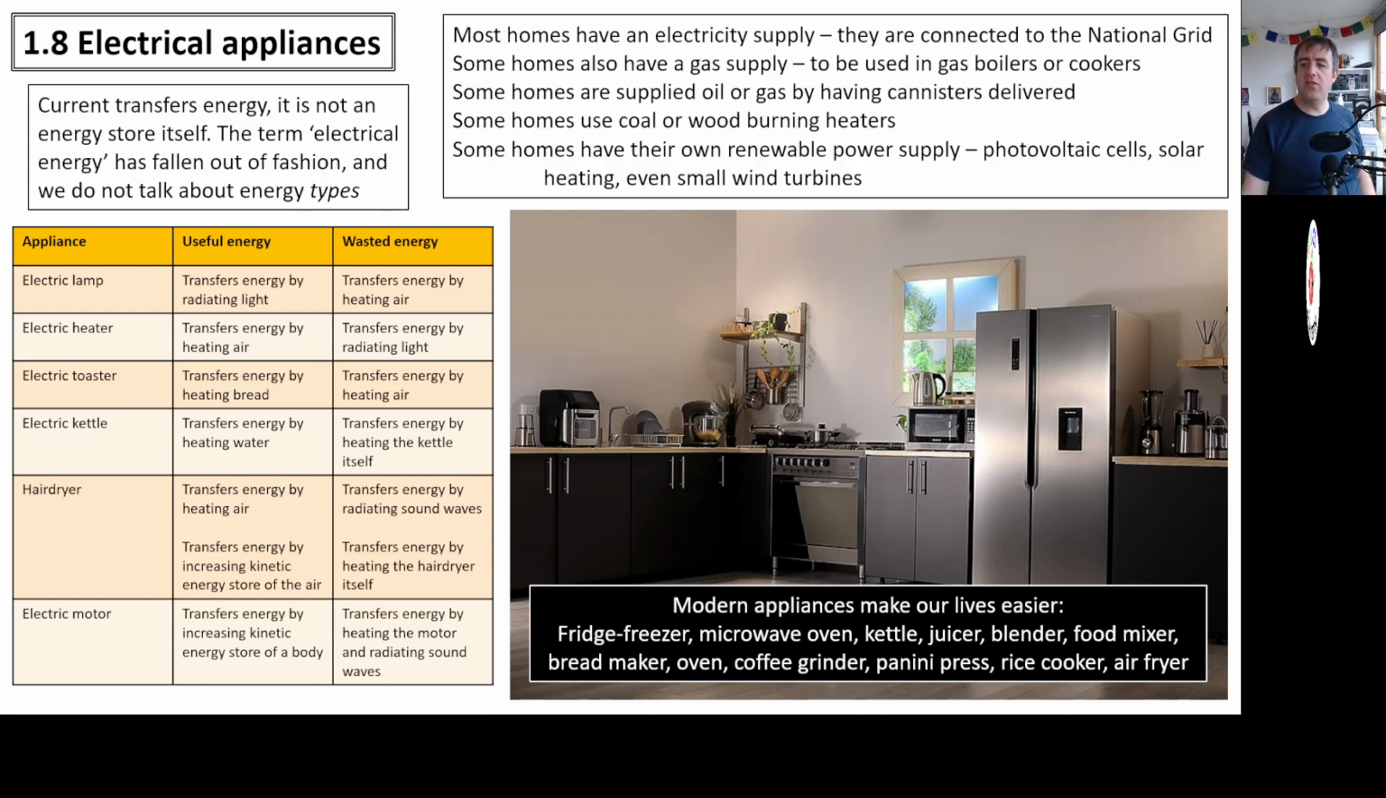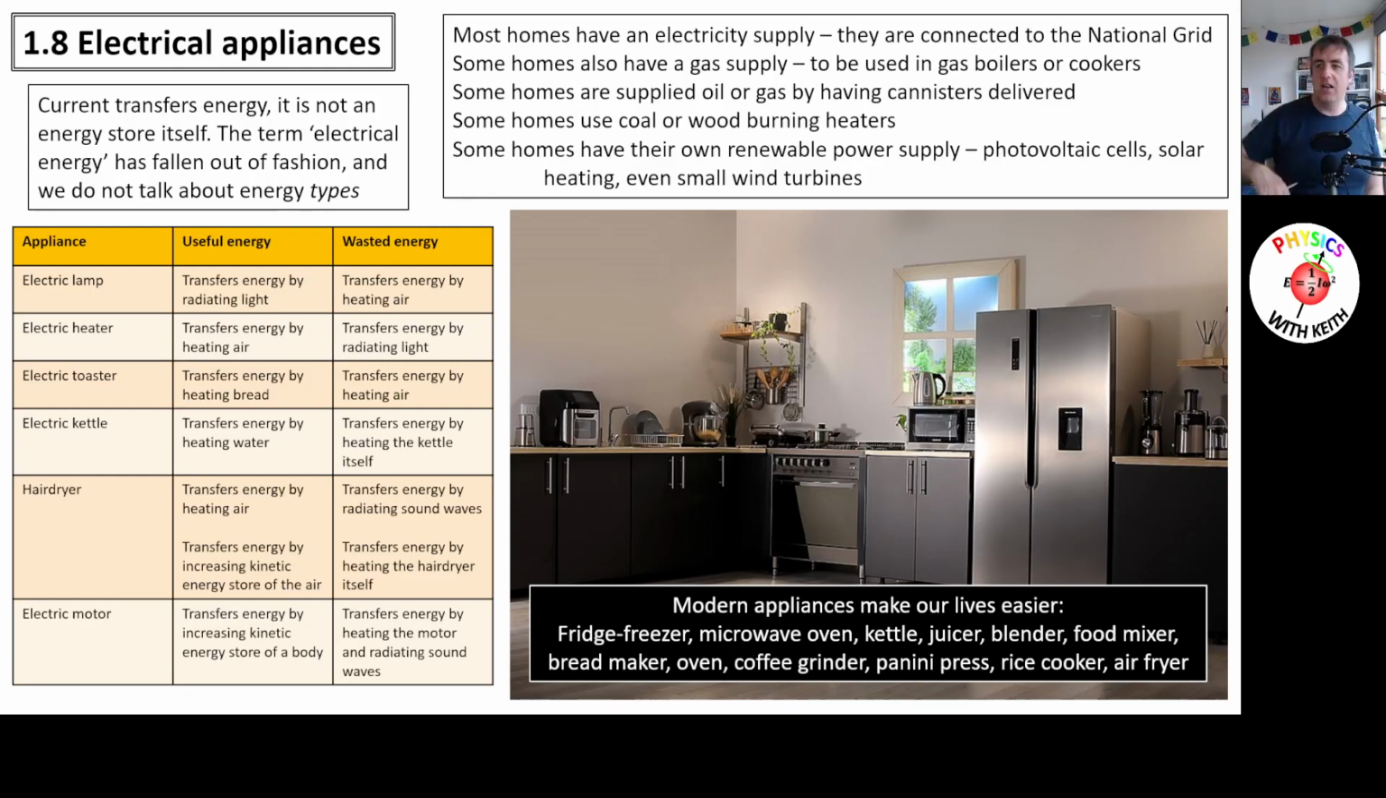So I'm not going to go through this too much. This is just talking about typical appliances. I mean, you wouldn't find a hairdryer in the kitchen, but typical appliances. There's a reminder here that electrical energy is not what we talk about. Current transfers energy from one store to another. And then we've got this lovely bit up here where we're talking about energy coming out of appliances in our home.